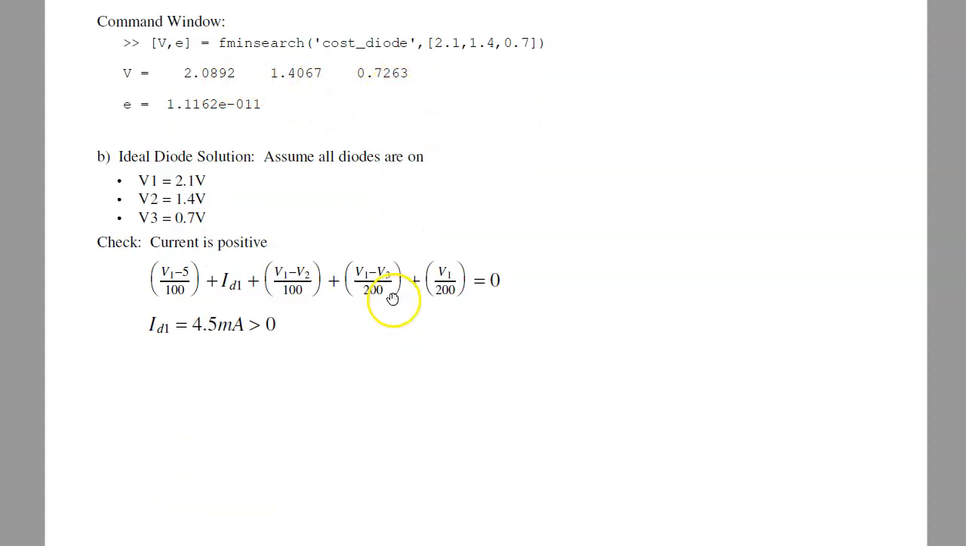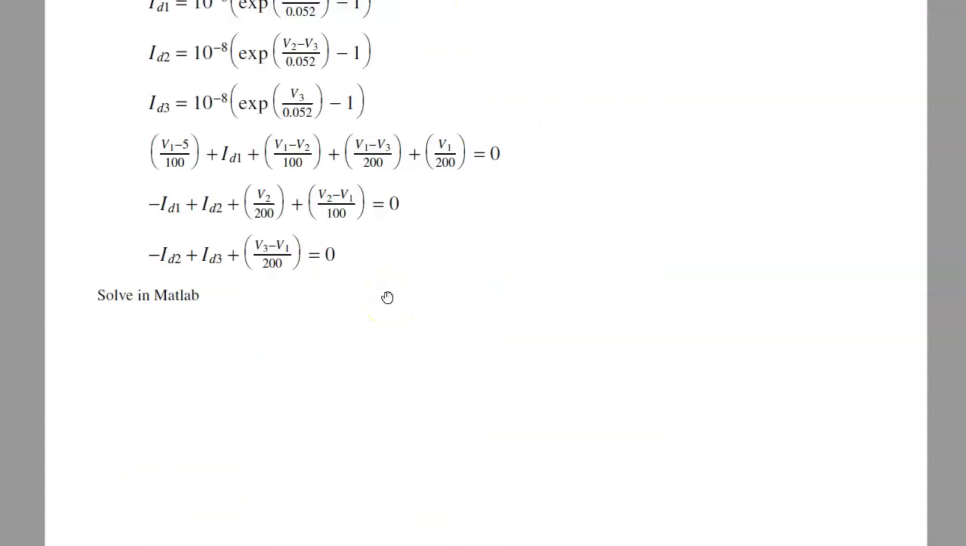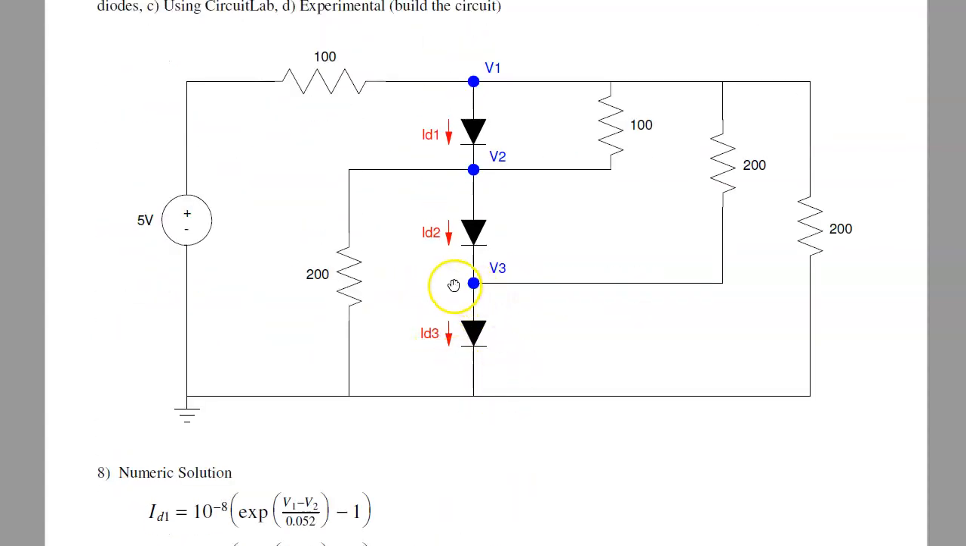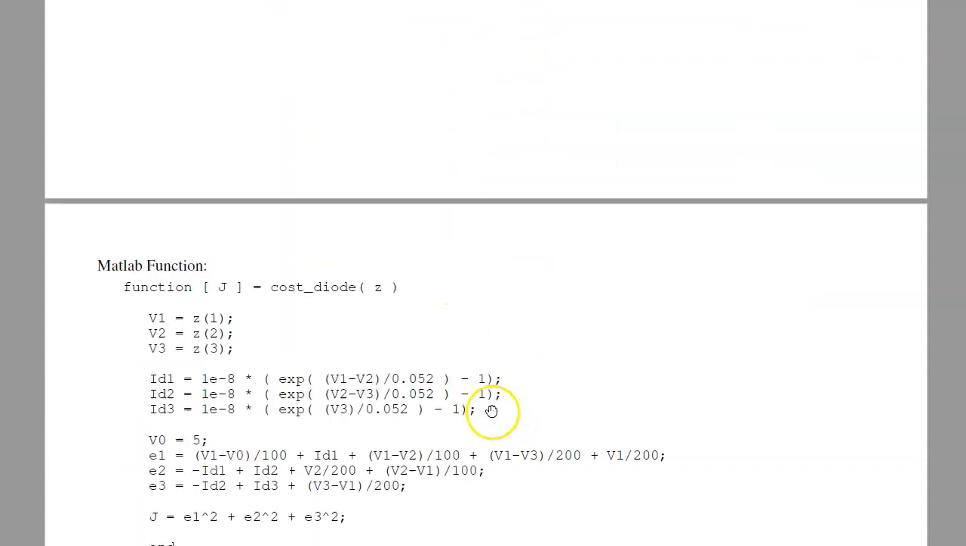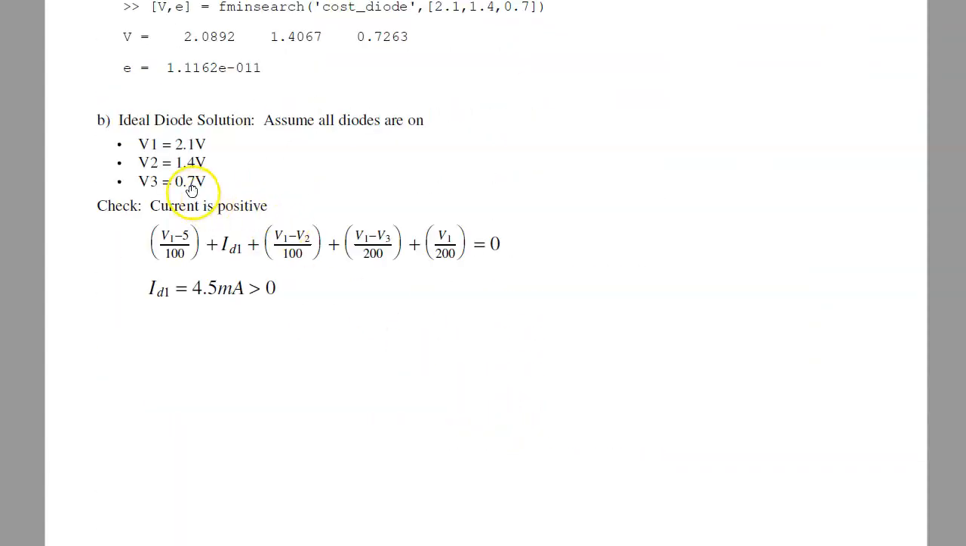With an ideal diode, I'd assume all 3 diodes are on. If they're on, then this is 0.7 plus another 0.7 plus another 0.7. Assuming all 3 diodes are on, I get 0.7, 1.4, 2.1 volts. Then I just have one equation, one unknown. Solve for the current through the diode, I get 4.5 milliamps.